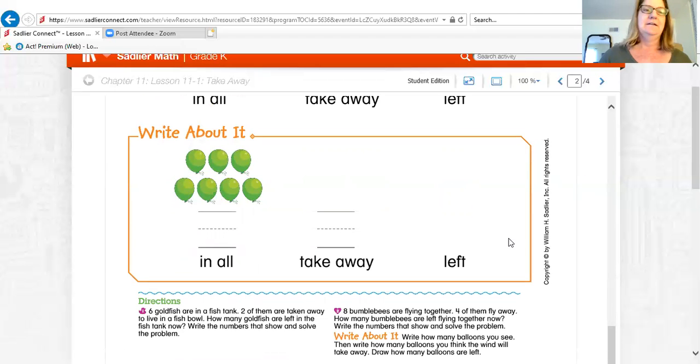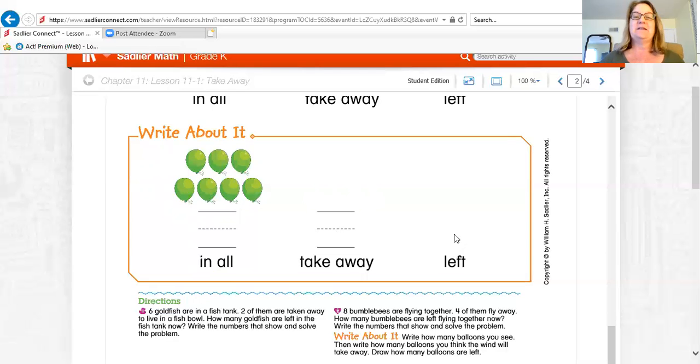Now for the write about it, what you're going to do, I want you to write down, let's see how many balloons we have. 1, 2, 3, 4, 5, 6, 7. That's our in all number. What you're going to do is pretend the wind blew some balloons away. You draw how many balloons you think the wind will take away, and then you'll write that number here, and then how many balloons are left.